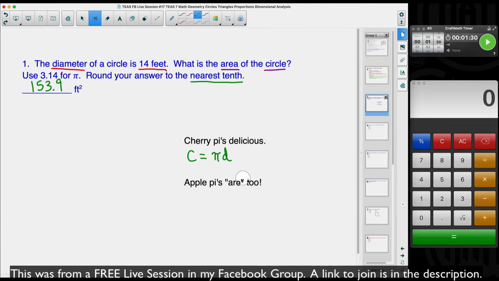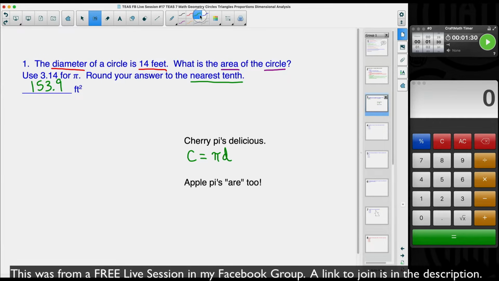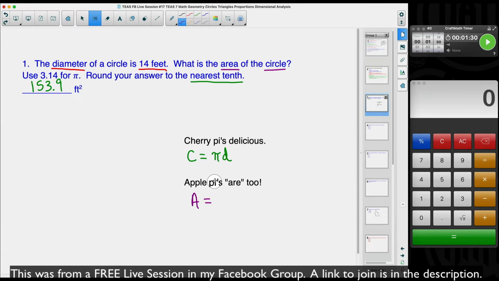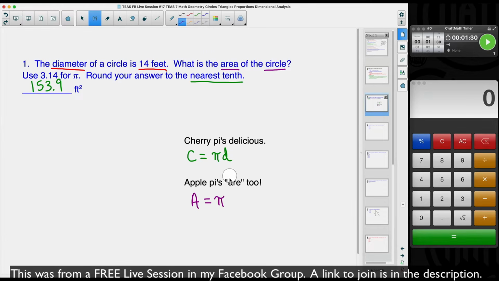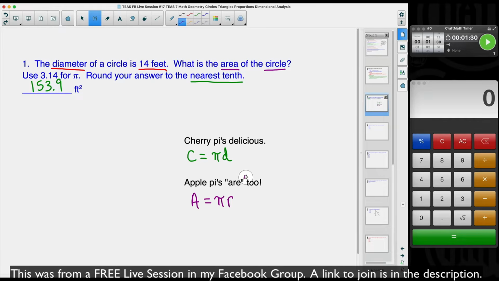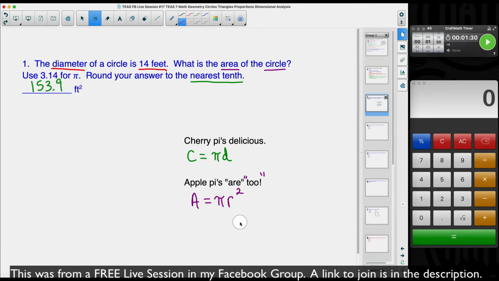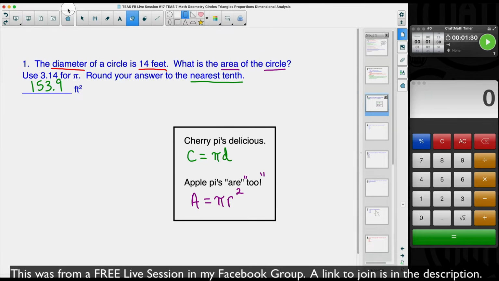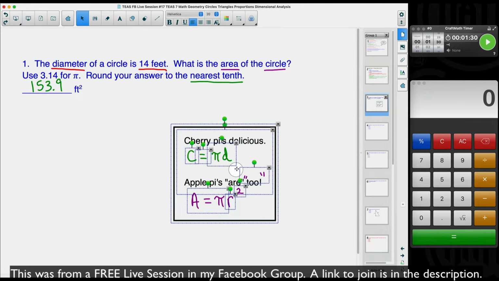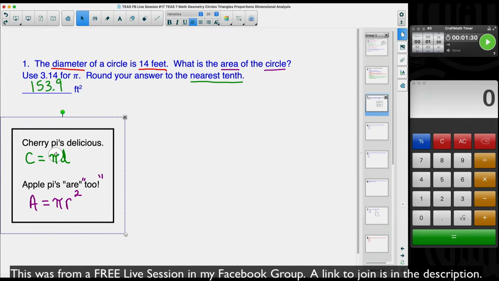Apple pies are 2. This is the formula that we are going to use. Apple stands for area. Pie, and then notice I put the R in quotes, that's our radius, and 2, that should be in quotes as well. We want to square this radius. We don't want to multiply it by 2, we want to square it. Again, just a way to help you remember those formulas. These will not be given to you if you have a circle problem. You will be expected to know these.